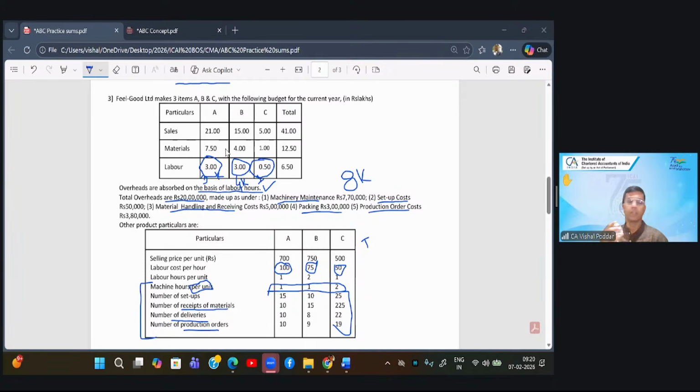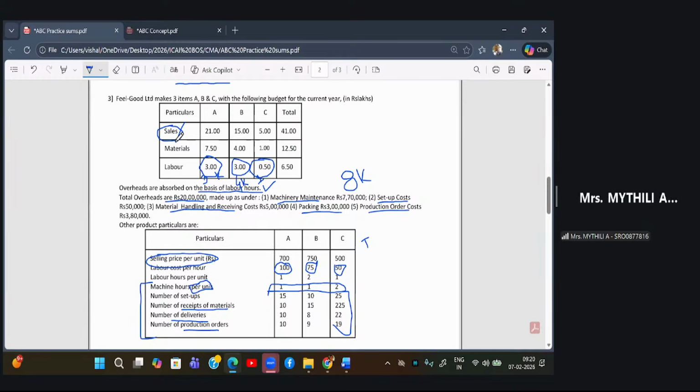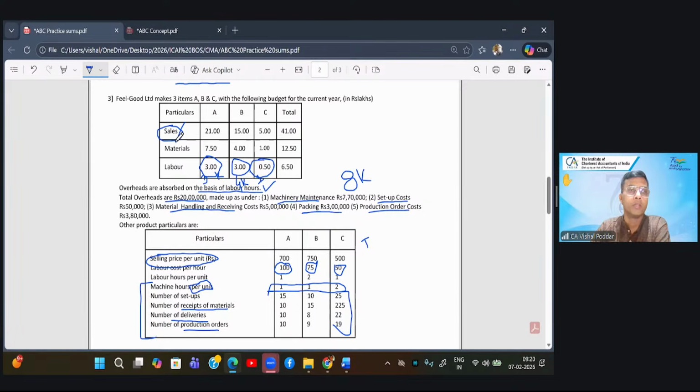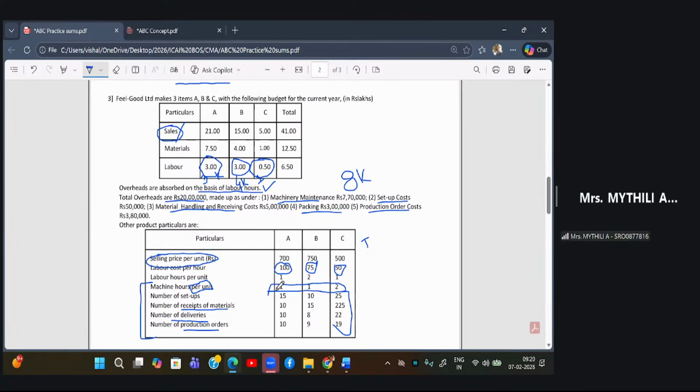See, students, this is where such questions become slightly complicated. You have one data called sales. You have another data called selling price per unit. What do you get if you divide sales by selling price per unit? You'll get units. So you'll have to first find out units. Sales divided by selling price will give you units. And units multiplied by machine hours per unit will give you total machine hours. Students, is this clear?